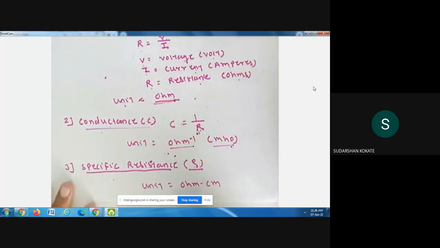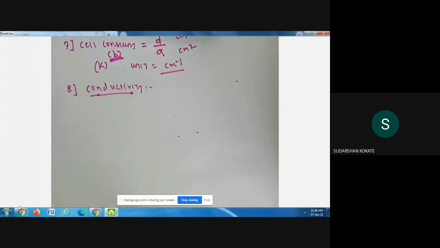Your conductance. Then next one is your specific resistance. Specific resistance means what? It can be defined as the resistance in ohm which is offered by 1 cubic centimeter of conducting material, and it is known as specific resistance. And the unit of specific resistance is ohm centimeter, right?